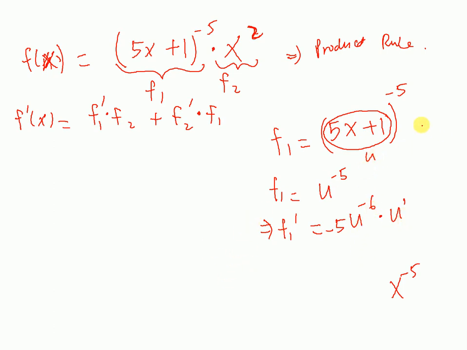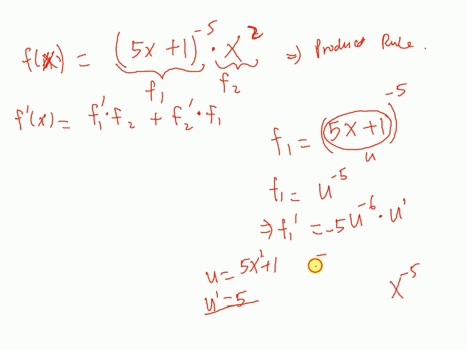Now u is what? u is 5x plus 1. So u prime, this is 1. Bring down the 1, 1 times 5 is 5. And then x to the 1 minus 1, which is x to the 0, which is 1. And the derivative of 1 is just 0 for a constant. So u prime is 5.